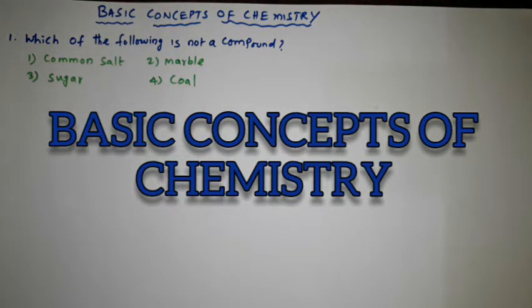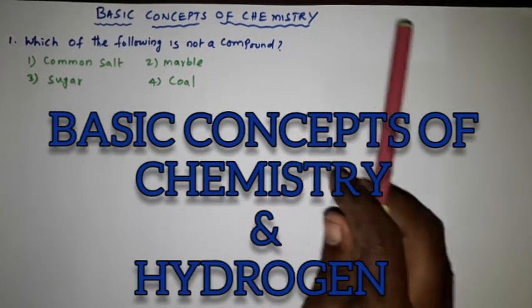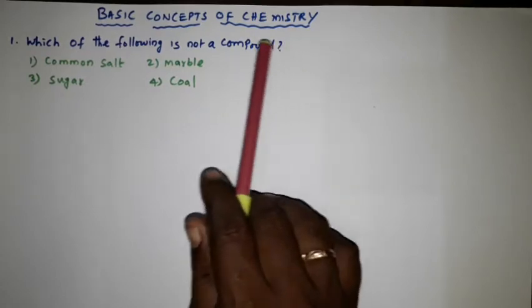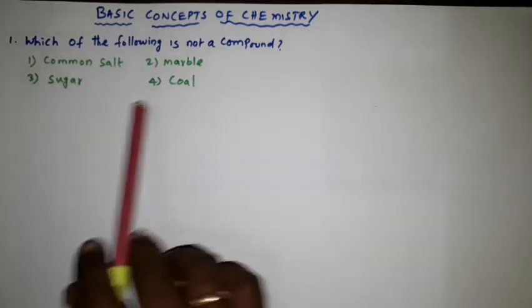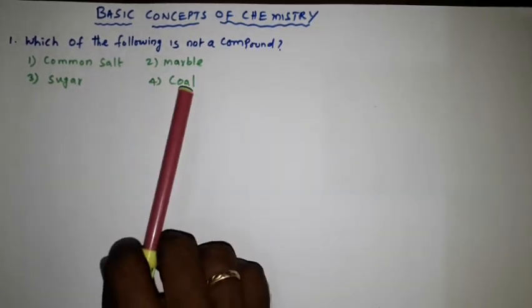My dear students, our topic is basic concepts of chemistry. In unit 1 we studied basic concepts of chemistry. From these topics we are going to discuss some questions. Question number 1: which of the following is not a compound?